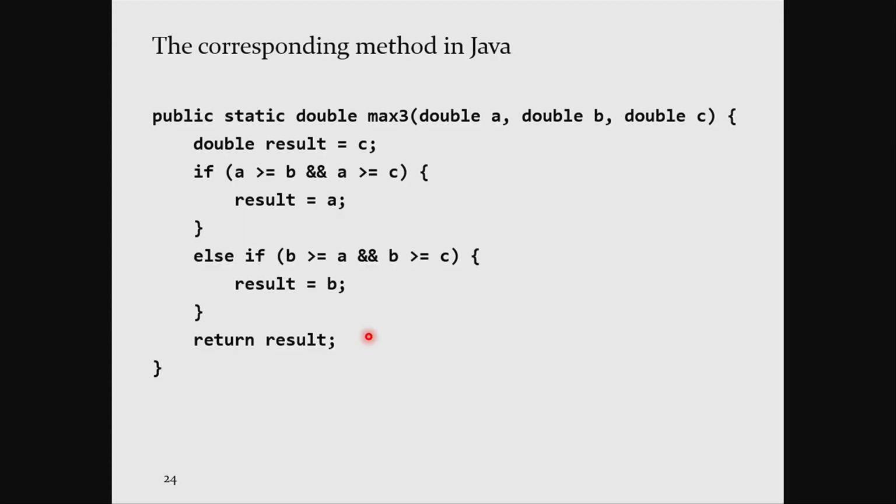I can do the same thing in Java. So instead of not initializing result, I can initialize result to the value C. I can eliminate the else clause down here, and then I can return the result. The compiler is happy because result has been assigned a value. On the first line, it was given a value.